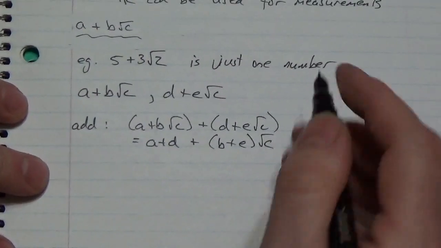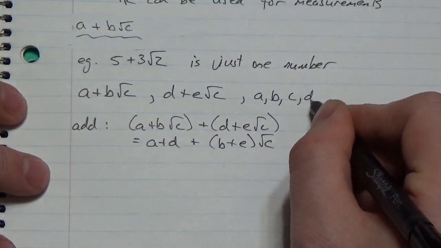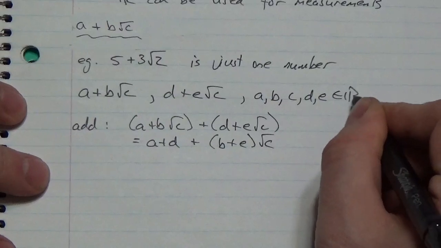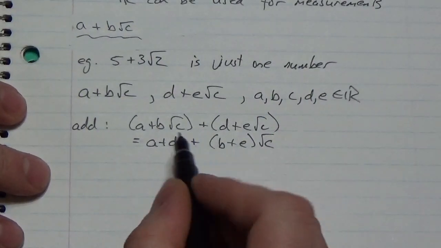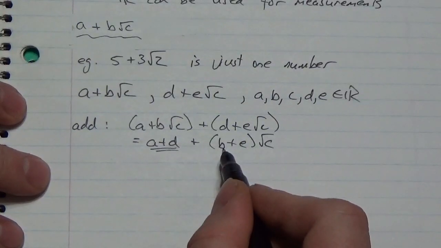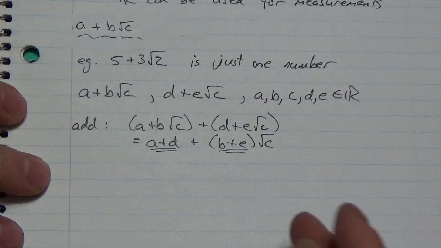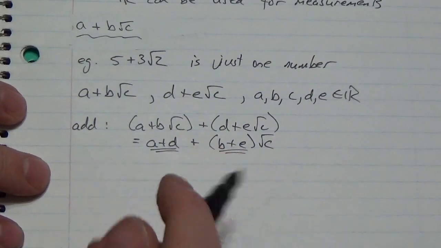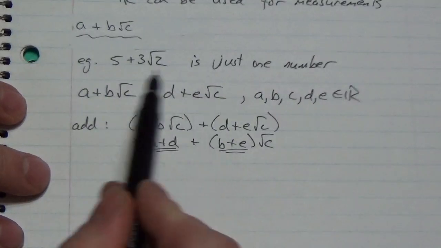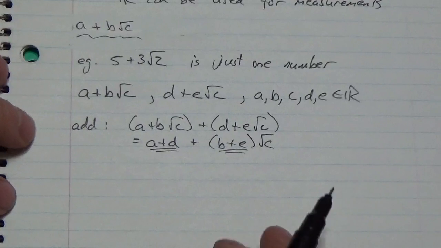Now, I probably should have stated up here that we want a, b, c, d, and e all to be elements of the reals. Okay? That being said, when you add two real numbers together, you're going to get another real number. So what happens here is when I added them together, I still ended up with a number that looked like this form. Number plus number times root c.